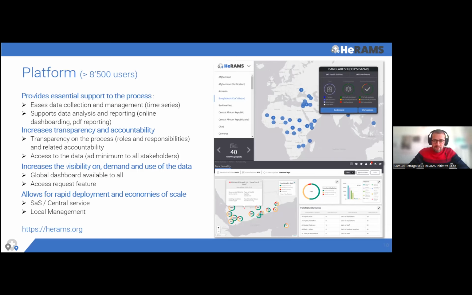And same, as I was mentioning earlier, we're also using the platform to ensure that any data contributor can access the entirety of the analysis for the project that they are contributing to, as a means of increasing access to the data.